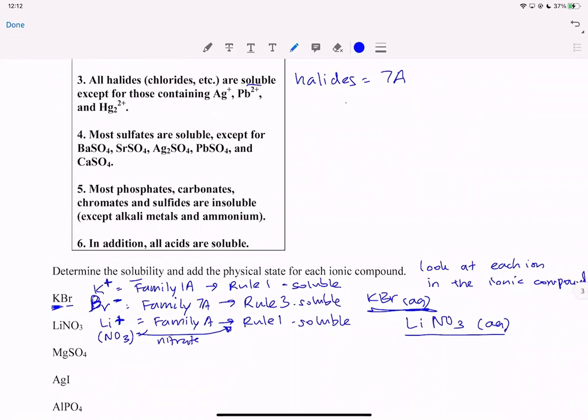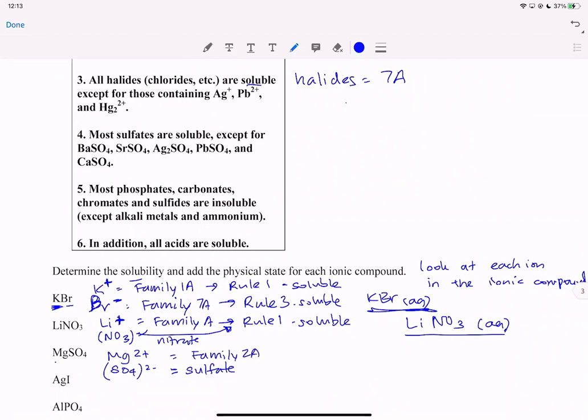The next one is Mg and SO4. So you have the magnesium ion, which is +2, and you have SO4 2-, and that's sulfate. Okay, so that's the sulfate ion. And Mg +2 is in family 2A.